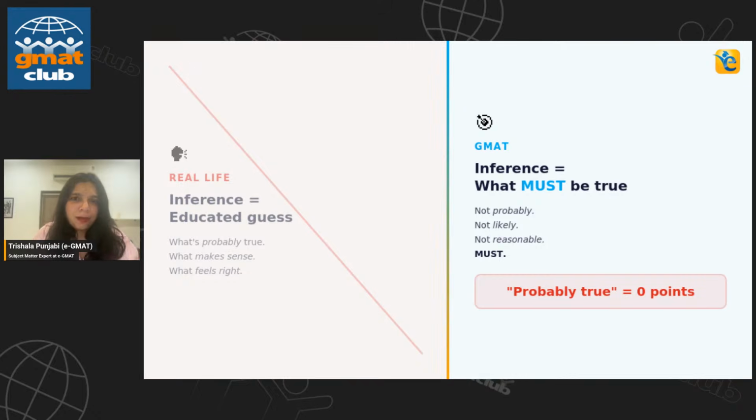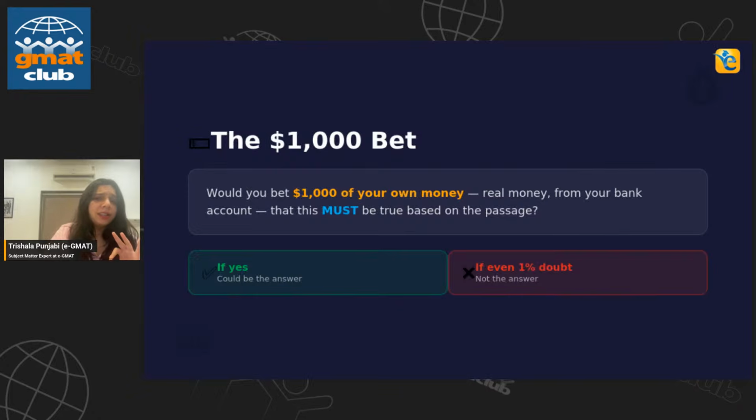But on the GMAT, there is no probably, no likely, no reasonable. There is just must. Inference means that given the fact, something that absolutely 100%, not a single doubt in your head, has to be true. If it is probably true, you're not going to get a single point, 0 points. All right, inference has to be true.